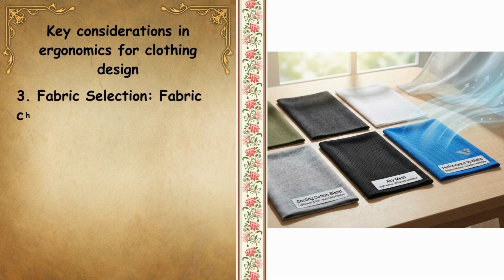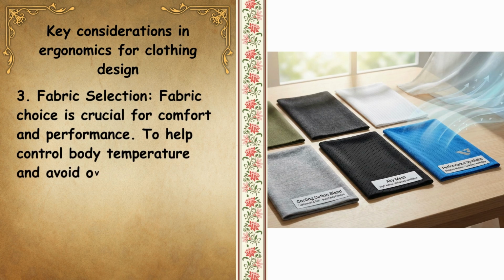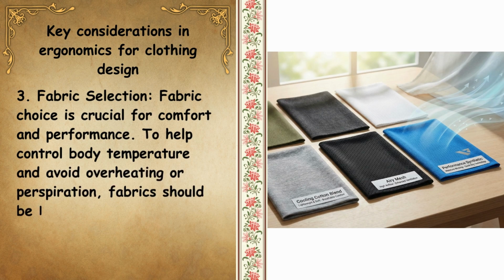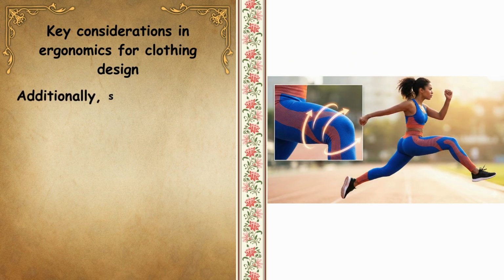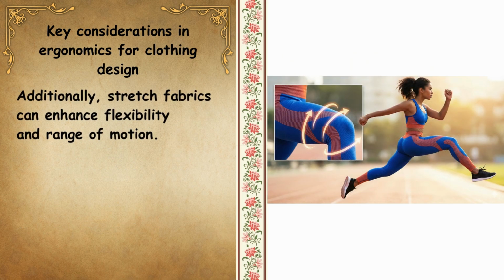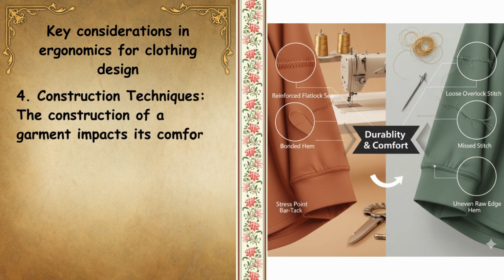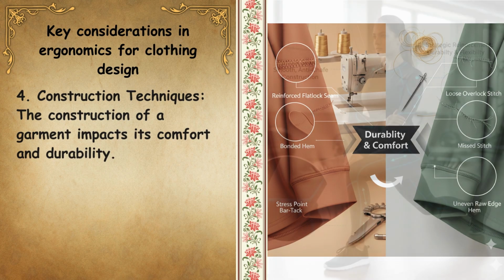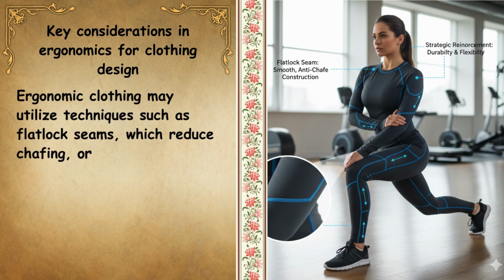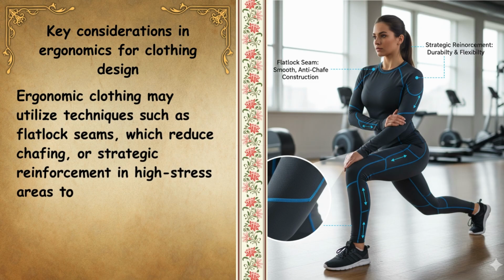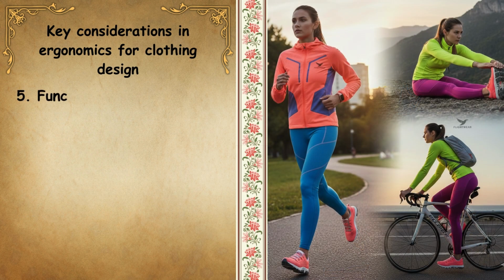3. Fabric selection. Fabric choice is crucial for comfort and performance. To help control body temperature and avoid overheating or perspiration, fabrics should be lightweight, breathable, and moisture-wicking. Additionally, stretch fabrics can enhance flexibility and range of motion. 4. Construction techniques. The construction of a garment impacts its comfort and durability. Ergonomic clothing may utilize techniques such as flat-lock seams, which reduce chafing, or strategic reinforcement in high-stress areas to enhance durability without sacrificing flexibility.